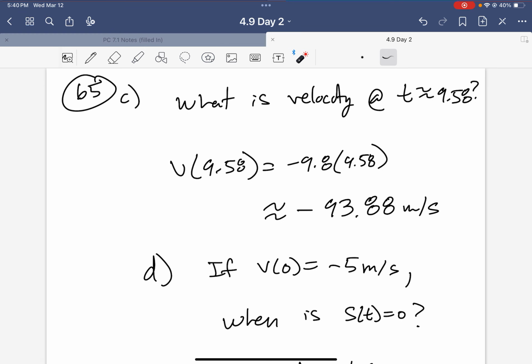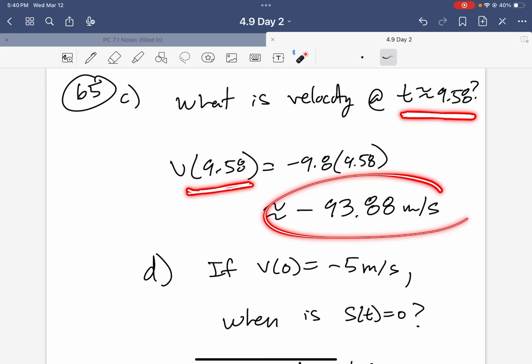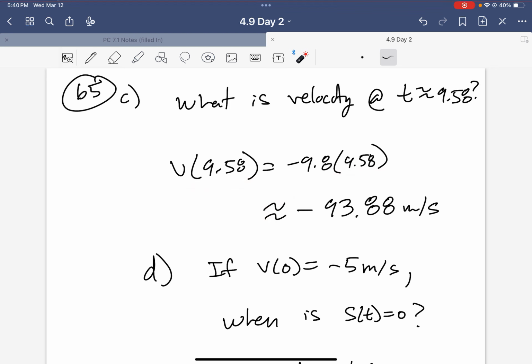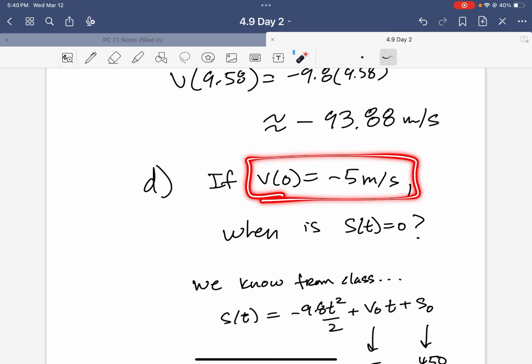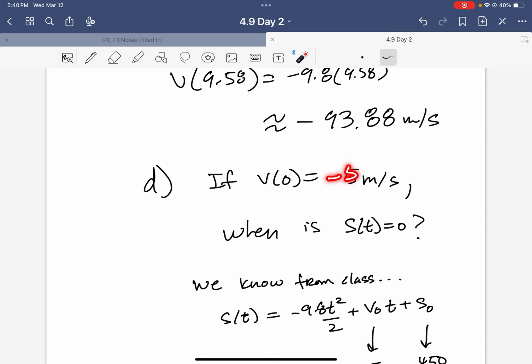Then if we want to know what is the velocity at the moment of impact, we just plug it in for our velocity. We get negative 93.88 meters per second. So then if I throw this sucker down from the top of the building, my initial velocity is negative 5 meters per second.